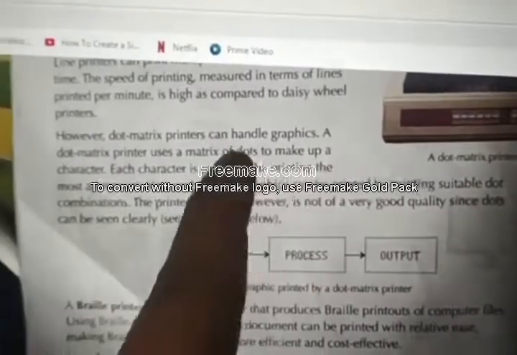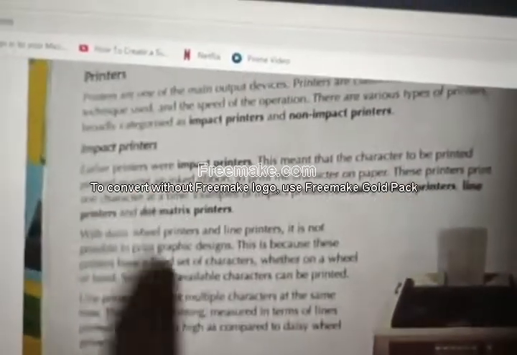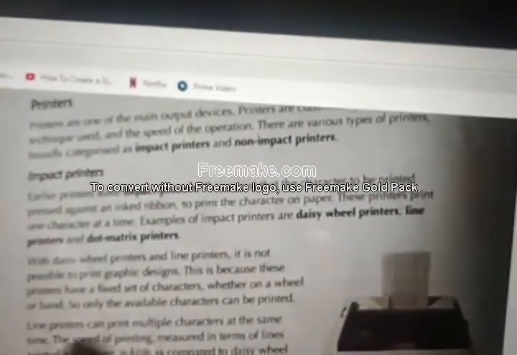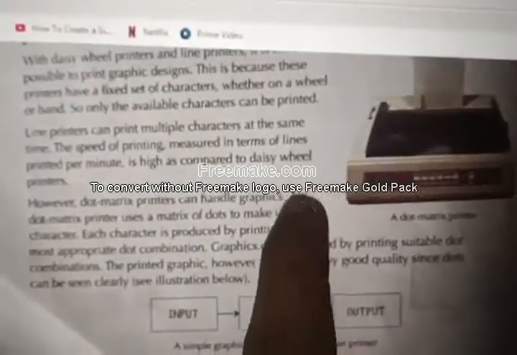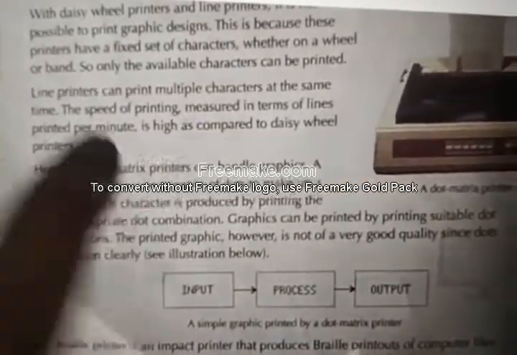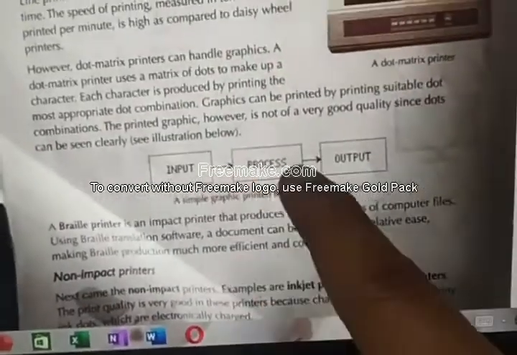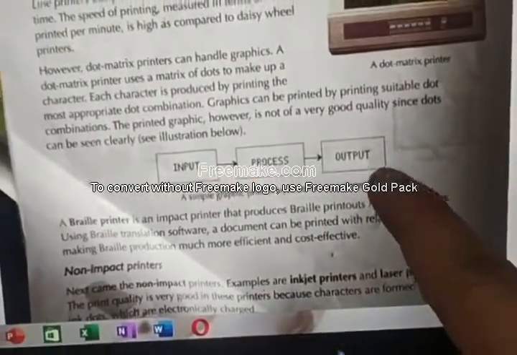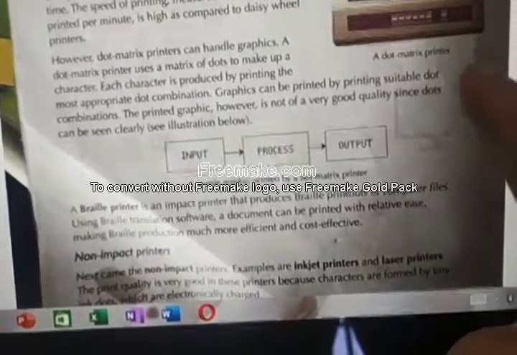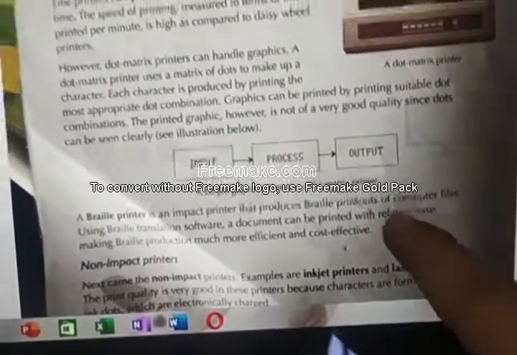See, from a paragraph under the impact printer, 1, 2, 3, fourth para. From a dot matrix printer uses, from there till this diagram, input, process, output, till here. This is the question number 11, point number 1.